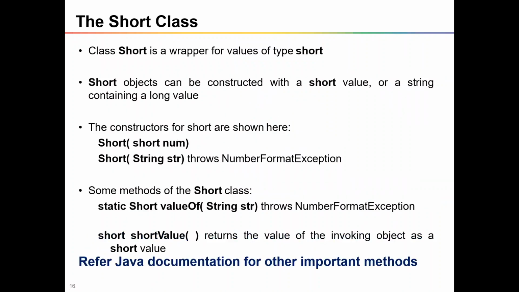And this is for the Short class. In the Short class also we have two constructors, short number, then String str. So these two arguments are converted into a short type, and there are methods valueOf and shortValue. So the valueOf method will simply convert the argument string into a short type.